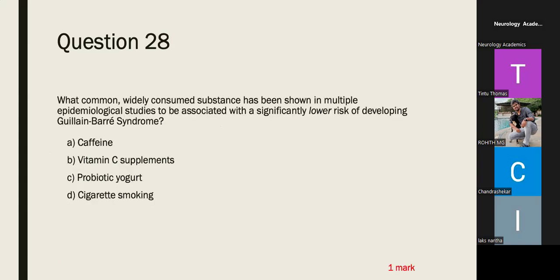Question 28. What common widely consumed substance has been shown in multiple epidemiological studies to be associated with a significantly lower risk of developing GBS? Options are caffeine, vitamin C supplements, probiotic yogurt, and cigarette smoking.